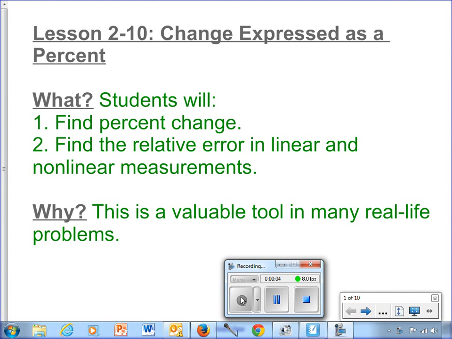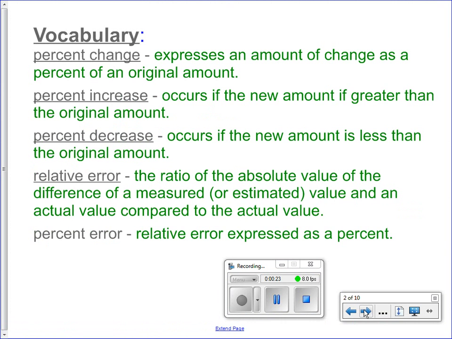This is lesson 2-10 entitled Change Represented as a Percent. Our objective is that you will be able to find percent change and also that you can find the relative error in linear and nonlinear measurements. This is a valuable tool in many real-life problems.